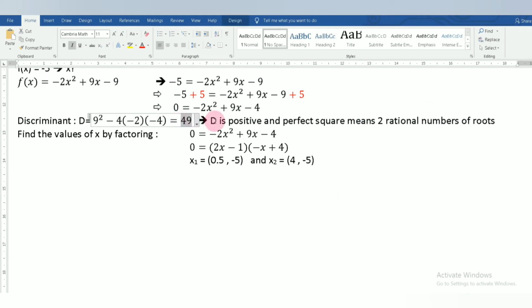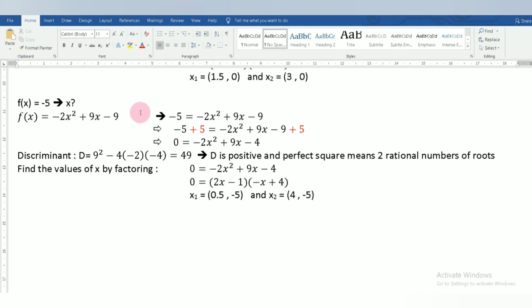Before we go to the next example, I want to revise that when we found the discriminant is 49, we concluded that the discriminant is positive and a perfect square. It means we are finding two rational roots. So they're not necessarily x-intercepts. Roots are the values of x that fulfill this statement, but they're not x-intercepts, since f(x) is not 0. Here f(x) equals -5.